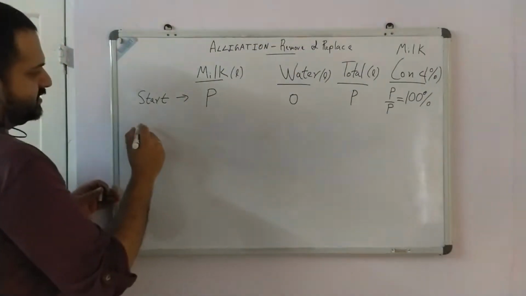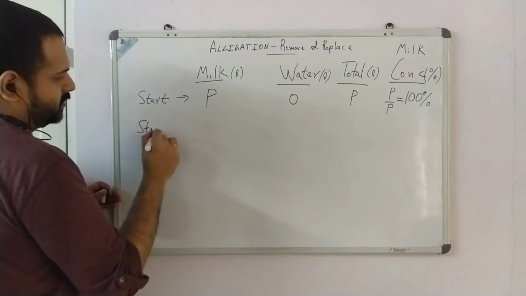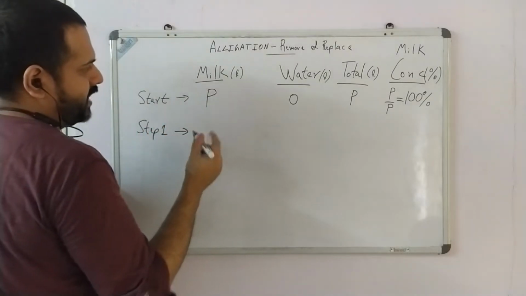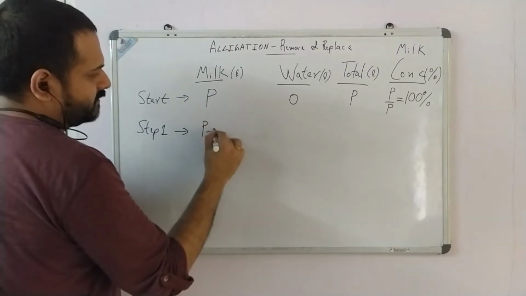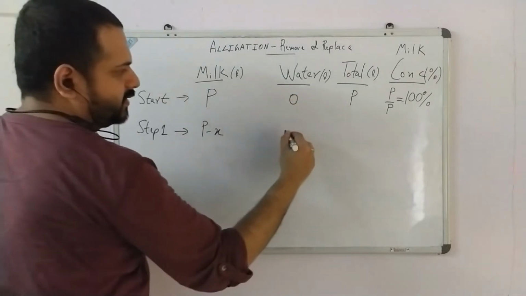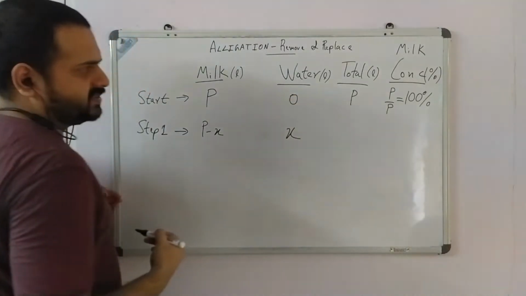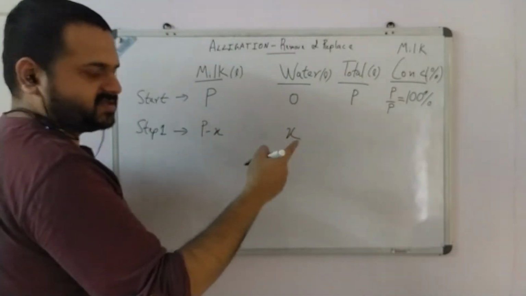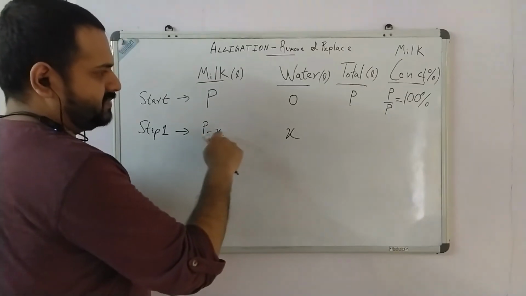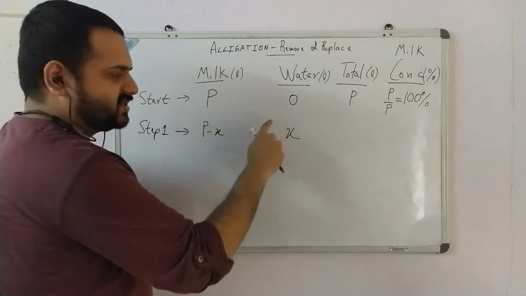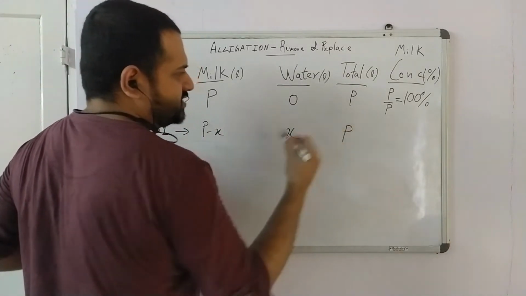Now, in the first step, step 1, what do I do? I remove X liters of milk, right? And I replace it with X liters of water. Now, what is the total volume in the vessel? That is still P, right? So P minus X plus X, because X liters of milk have just been replaced by X liters of water. So the total volume doesn't change.